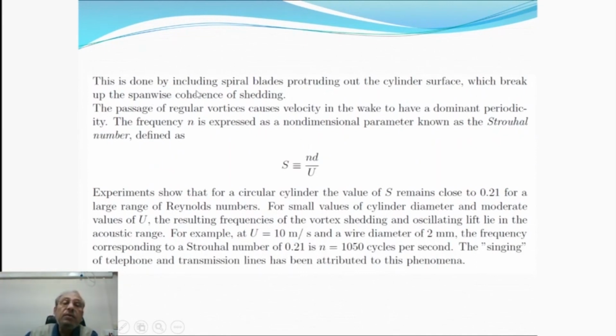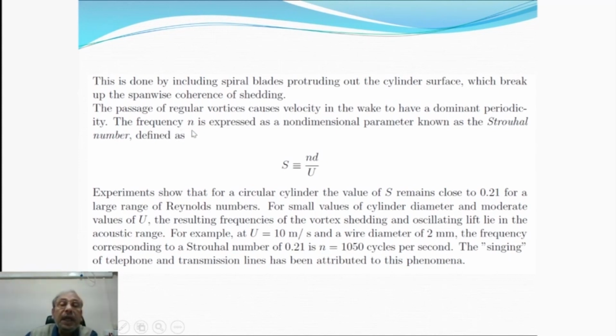This is done in order to break these coherent vertical structures. What is done, basically, is that some spiraling path is inserted, spiraling blades protruding out of the cylindrical surface that is artificially made, to break the span-wise coherence of shedding. The passage of regular vortices causes velocity in the wake to have a dominant periodicity.